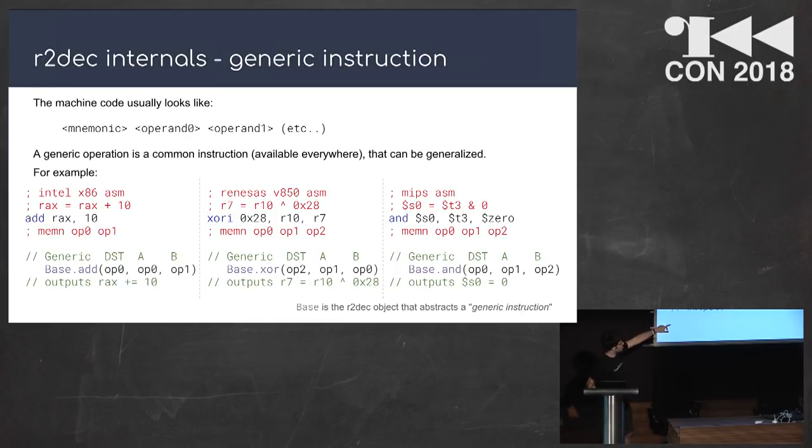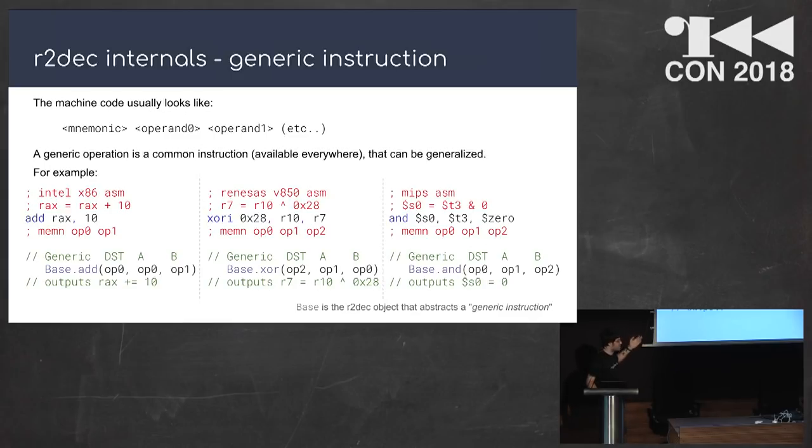On Renaissance, for example, you will have XORI 28, R10, R7. In the Renaissance assembly, you will have the registers swapped. So the last one is the destination, the first one is the last operand. So you just swap them, and you will get your nice output. And for example, on MIPS, you will have S0, T3, and 0 in the end. What it will do is magically generate the optimized code, because if you AND T3 with 0, you will get 0, which means S0 equals 0.